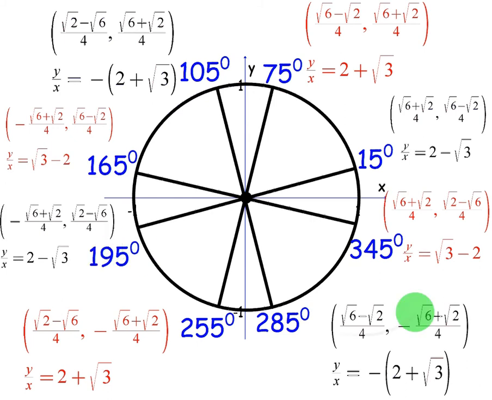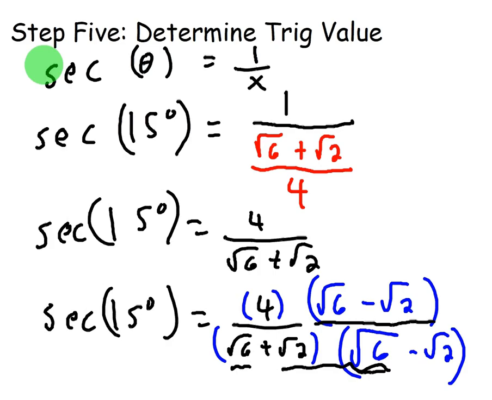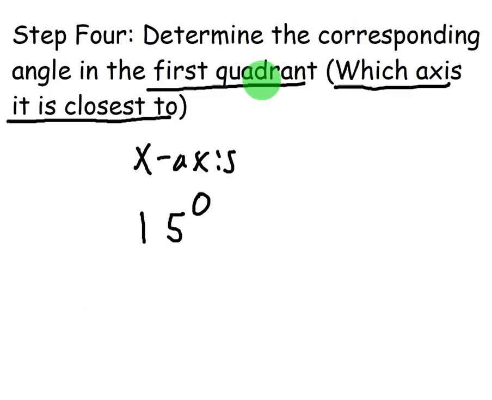Alternatively, like I said before, you could just memorize this enhanced unit circle and see that the x value at 195 is negative quantity square root of 6 plus square root of 2 over 4. But it's hard to remember that. For me, I think it's easier to remember these steps. So, step 4, the corresponding angle would be 15 degrees since it's close to the x-axis.